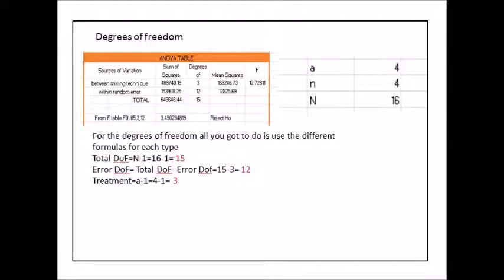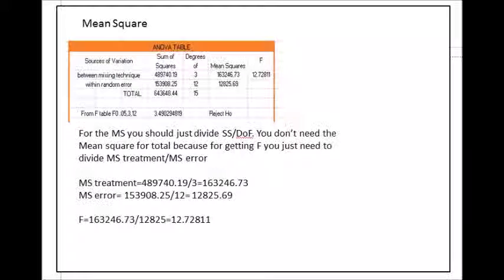Now we're going to calculate the degrees of freedom. The degrees of freedom is the number of values in the final calculation that have the liberty to vary. Getting these degrees of freedom is actually really easy. All you have to do is use this simple formula. The mean square you simply get by dividing the sum of squares by the degrees of freedom.